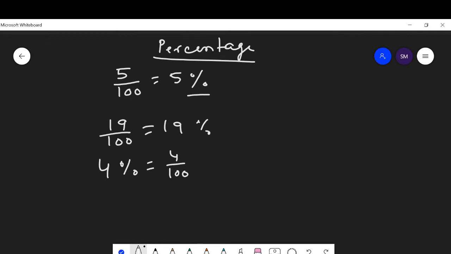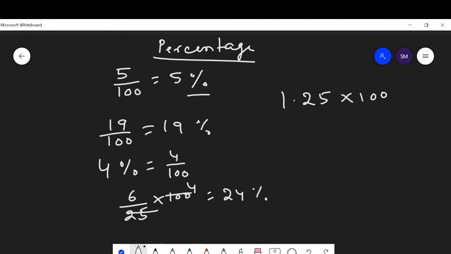Suppose some rational number is given and we have to convert it into percentage. Then simply multiply it with 100. Suppose 6 upon 25. Convert it into percentage. Simply multiply 6 upon 25 into 100. Then this is equal to 24%. Suppose a decimal number is given, 1.25. We have to convert it into percentage. Simply multiply with 100. Then this is 125%. In this way, we can convert a rational number or decimal number into percentage.